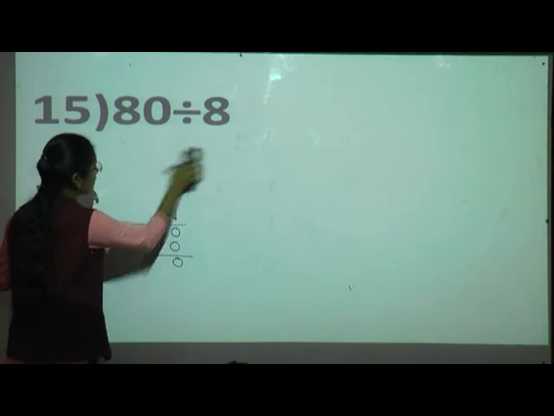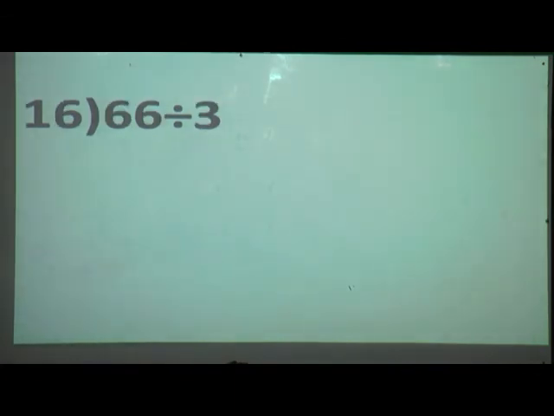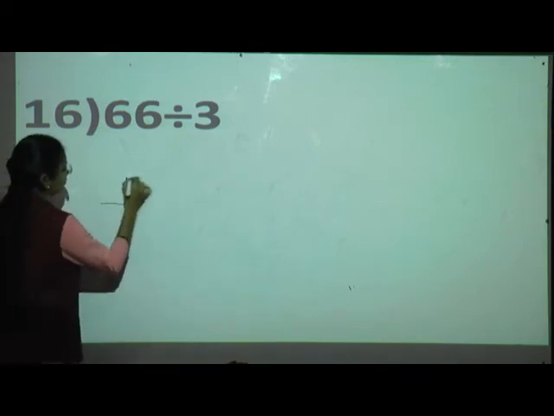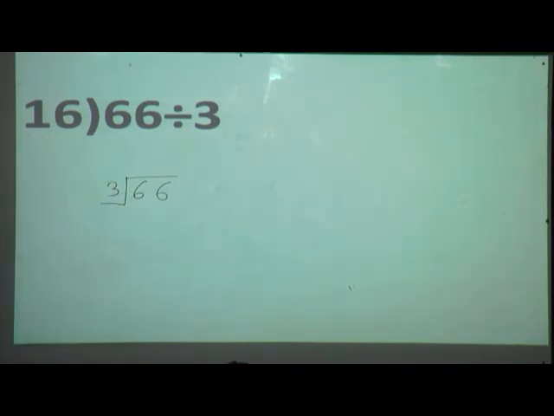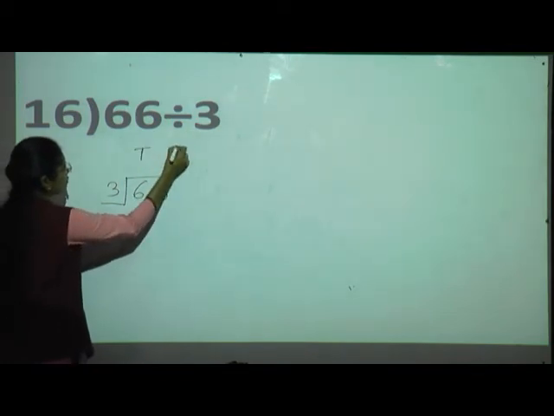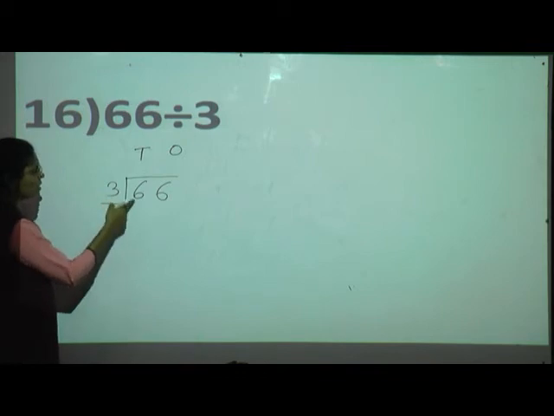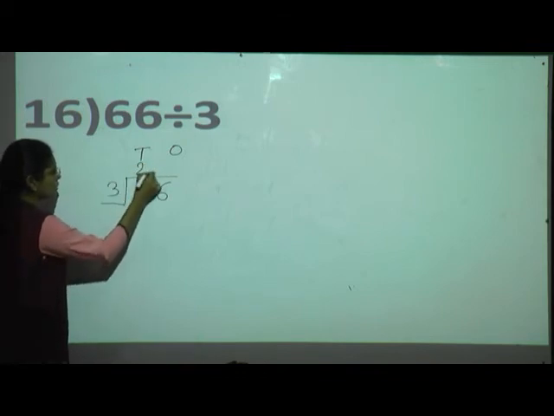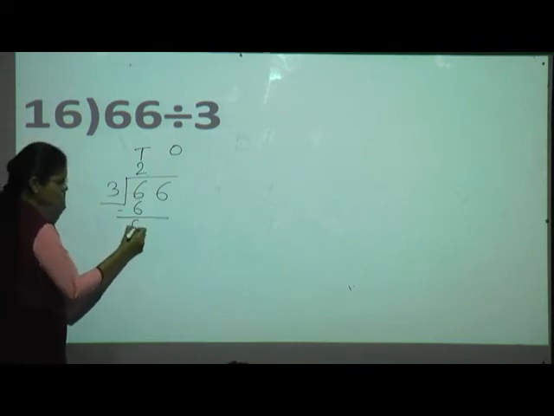See the next example. 66 divided by 3. Now what is the dividend? 66. And what is the divisor? 3. 66 is a 2-digit number, so write here tens and ones. Then 6 divided by 3 you have to do. In 6 how many 3's are there? There are 2 3's. Okay, so 3 2's are 6. Write here 3 2's are 6. Then 6 minus 6, 0.